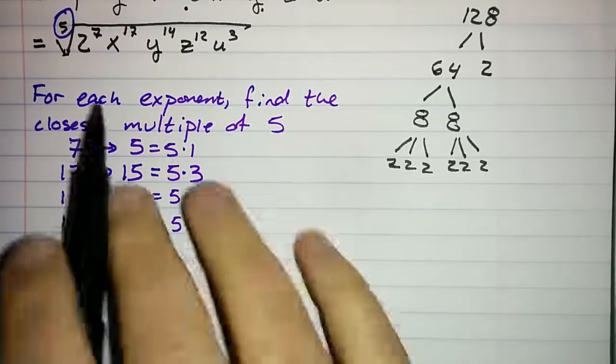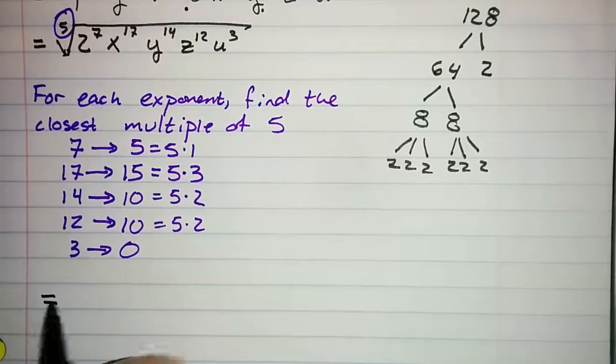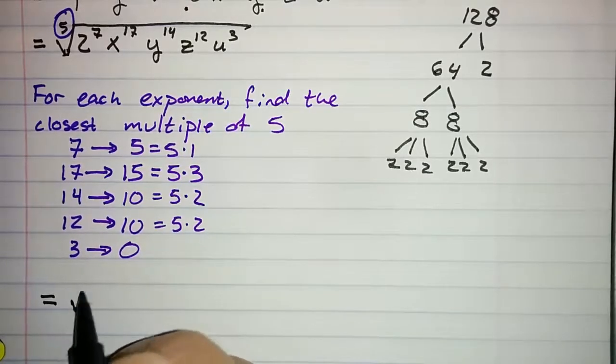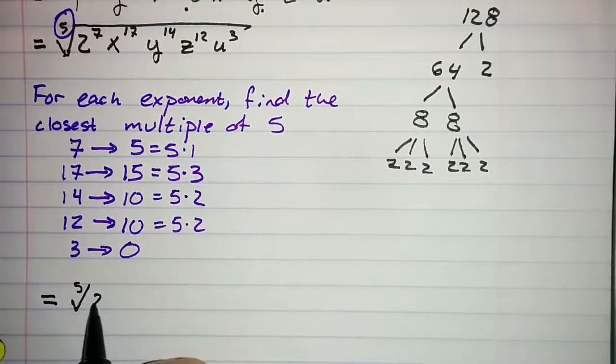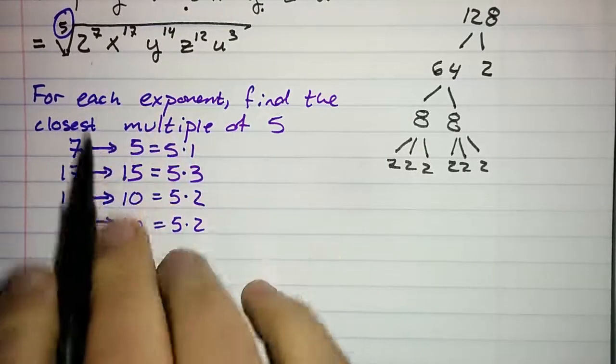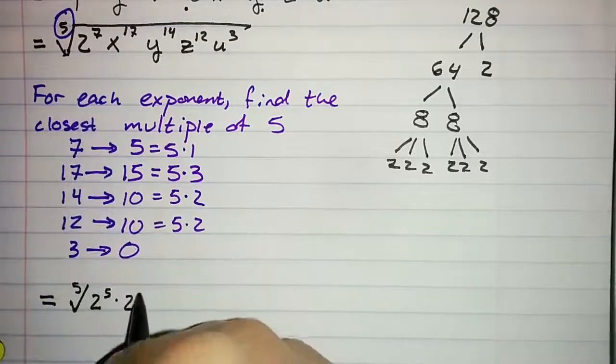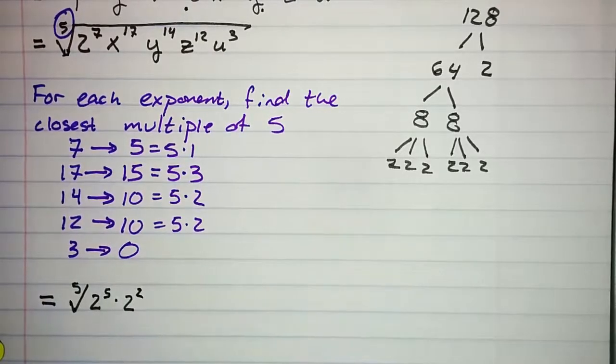So using this, I'm going to rewrite. I'm going to have the fifth root, 2 to the 5th times 2. 5 plus what is 7? 5 plus 2 is 7.